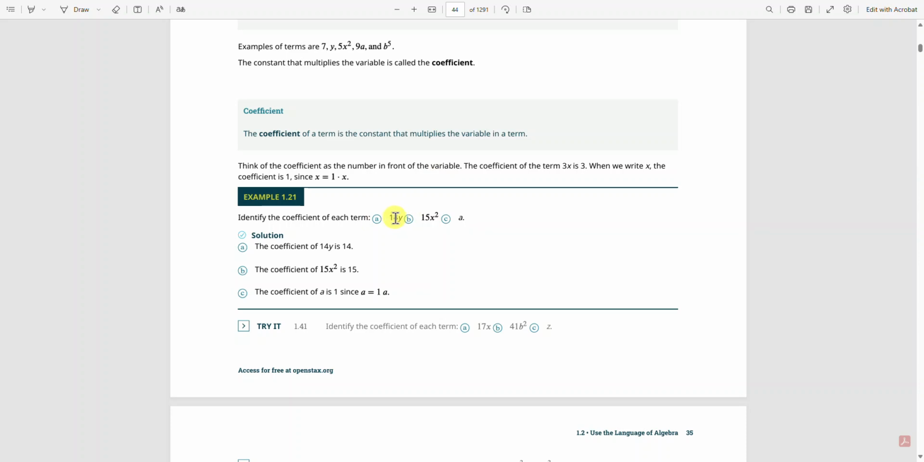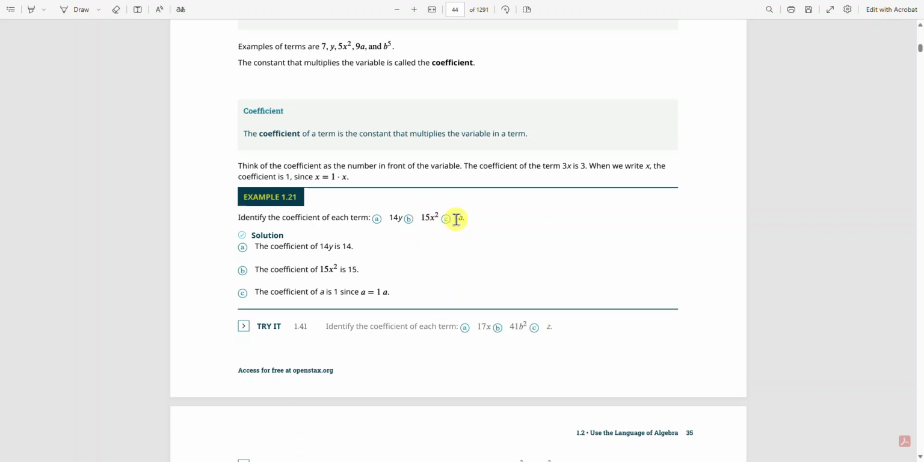So for letter A, we have 14y, which is equal to 14 times y. So we have a product here, and we've got 2 factors, the number 14, or the constant 14, and y. And we're told that the coefficient of a term is the constant that multiplies the variable. The constant that multiplies the variable y is 14. So the coefficient of 14y is 14. The coefficient of 15x squared, again, would be 15. It's the constant that's multiplied by the exponent.